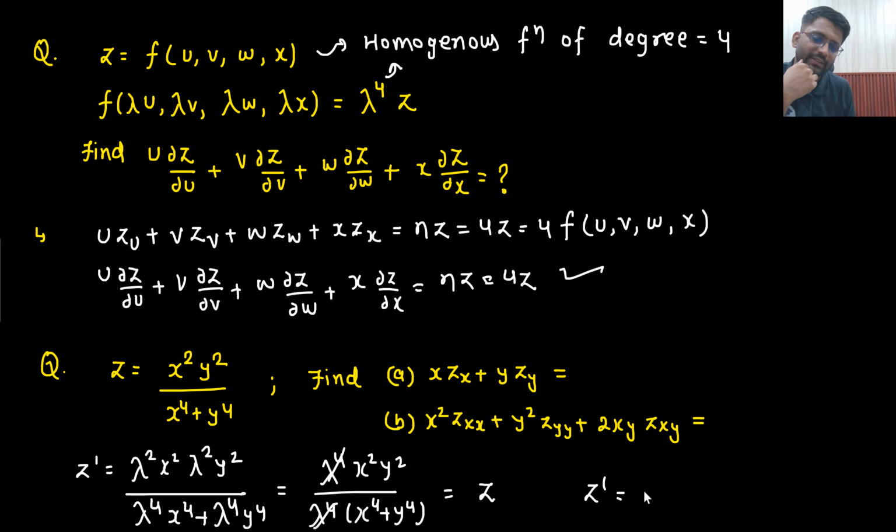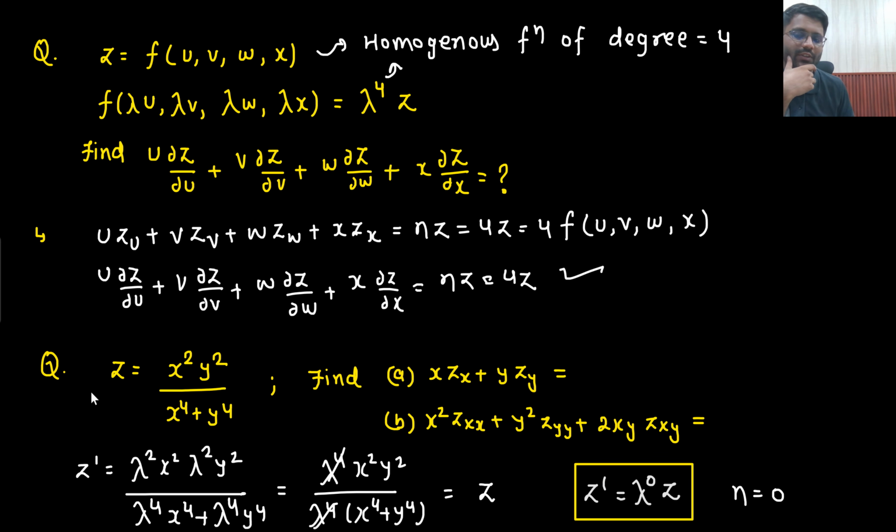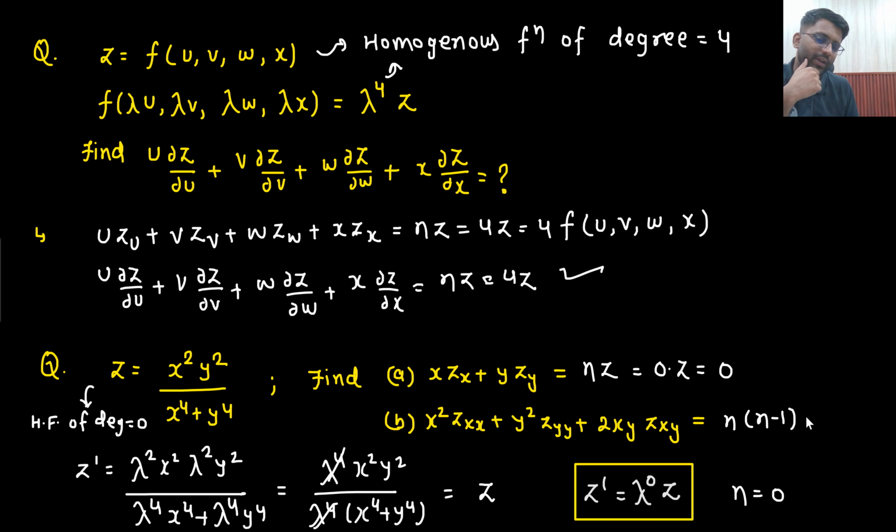So that means z dash is coming out to be lambda to the power 0 z. What does that mean? Value of n is nothing but 0. That means it is a homogeneous function of degree 0. So what will be the answer? n into z, 0 into z, whatever z is there, the answer will be 0. And here what will be the answer? n into n minus 1 into z. That means 0 into 0 minus 1 into z, which will be equal to 0 only. So for both of the cases, the answer is 0 here and 0 here.